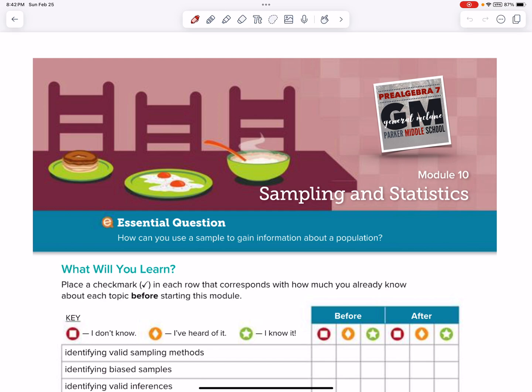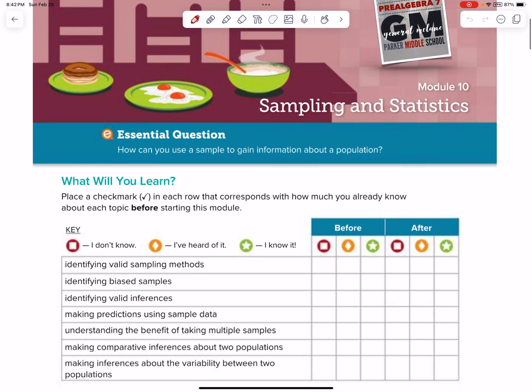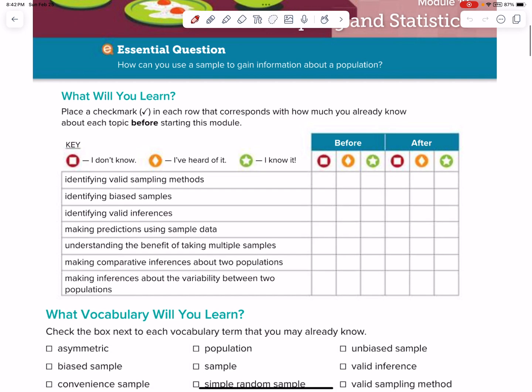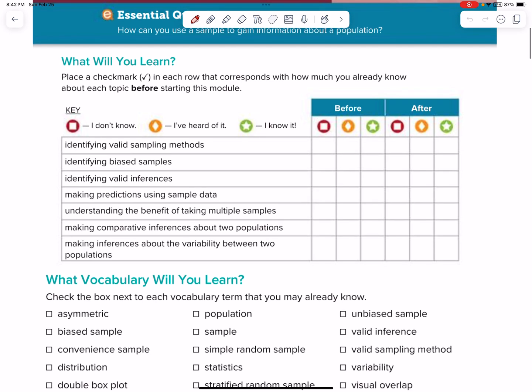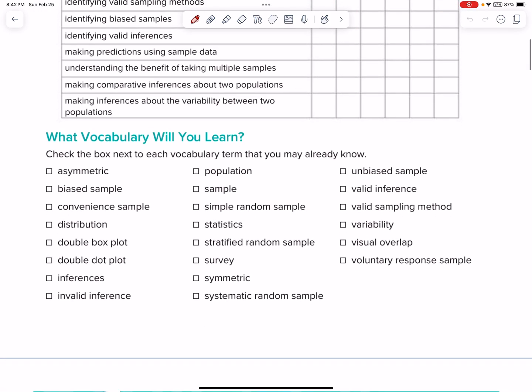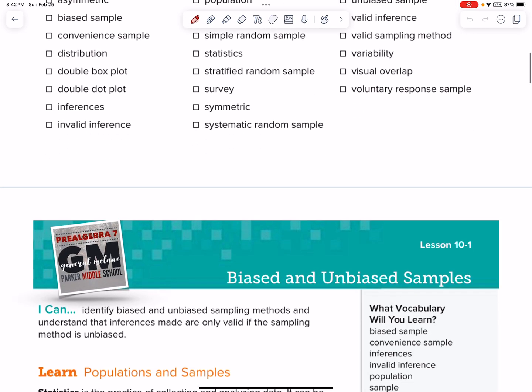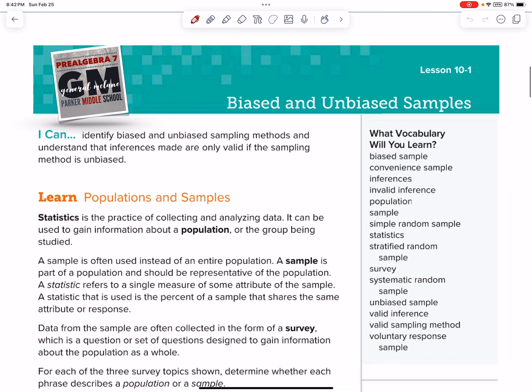Really, I just want you to have a good understanding of how to interpret data and how to compare graphs to each other. That's really our focus. In order to compare data, you also need to identify whether a survey someone did was actually valid or not. So that's what we're going to be talking about. You can see a lot of vocabulary that's probably new to you, so we'll baby step our way through this.